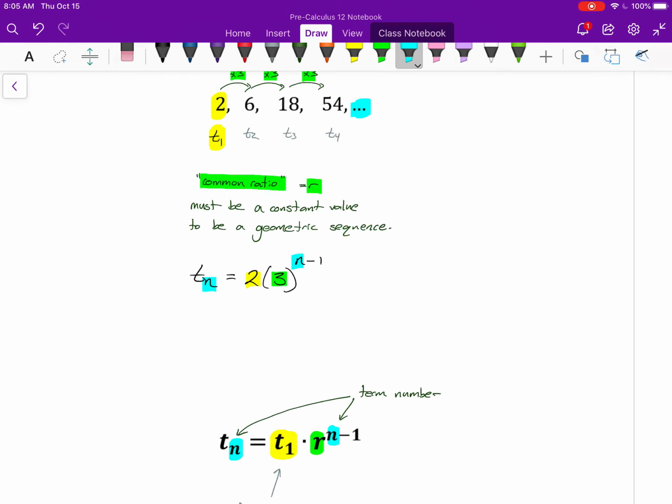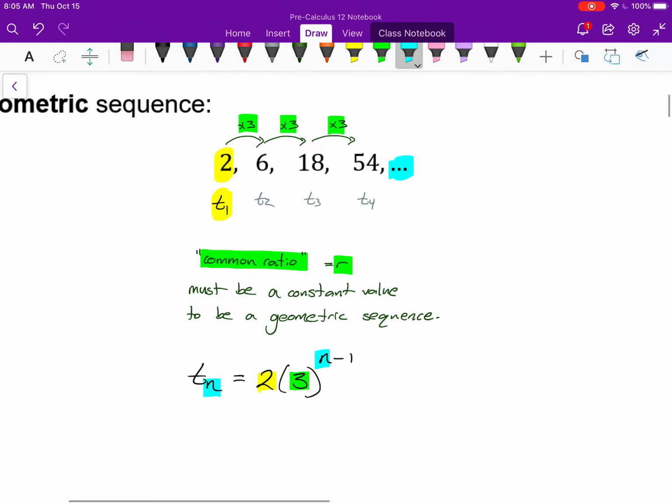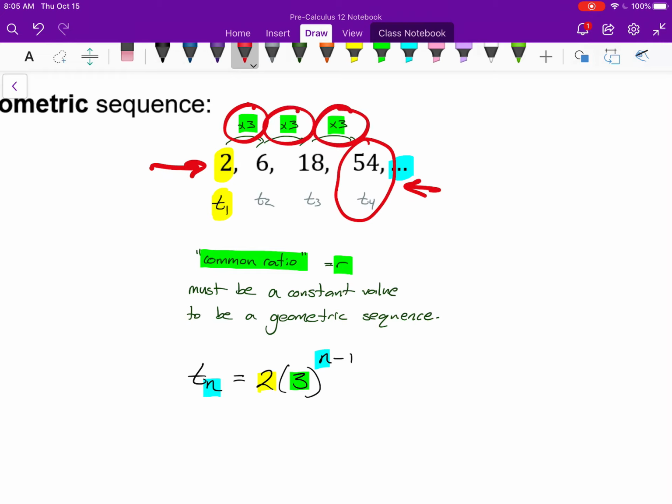And why take away 1? Well, notice, let's say I want to look at term 4, 54. Compared to term 1, to get from term 1 to term 4, I have to multiply 3 times, not 4 times, right? It's the 4th term, but to get from term 1 to term 4, I have to multiply 3 times. If I want to get to term 5, whatever that number is, I would have to go back to term 1 and multiply by 3, 1, 2, 3, 4 times. Always 1 less than the term number.